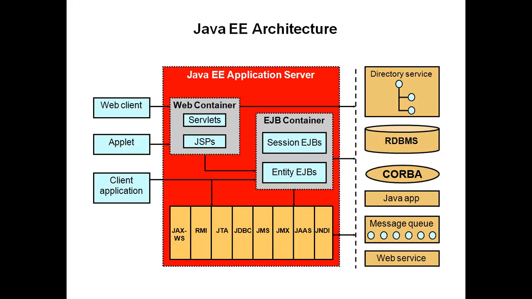JAX-WS is Java web services. These services help you interact with the third-party integration products that the application server would integrate with. I'll give a live example, something like JNDI.